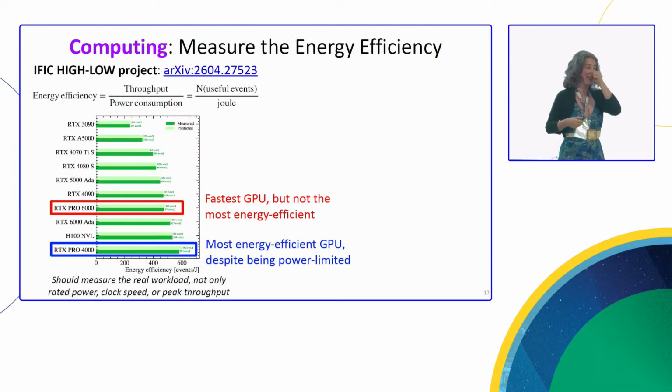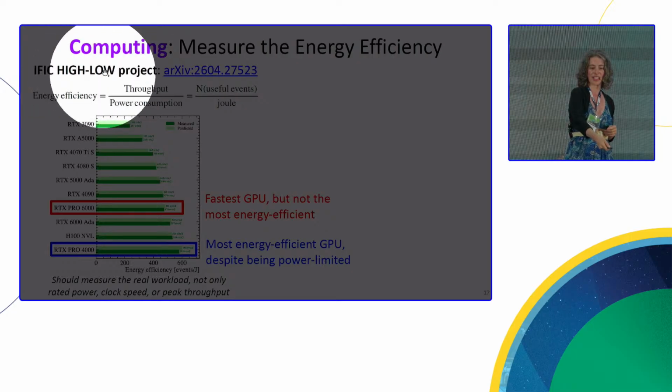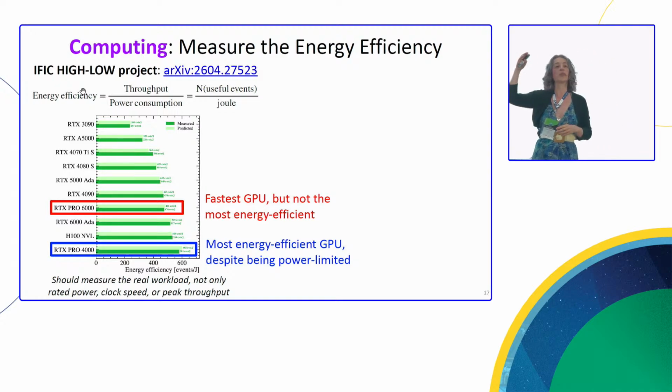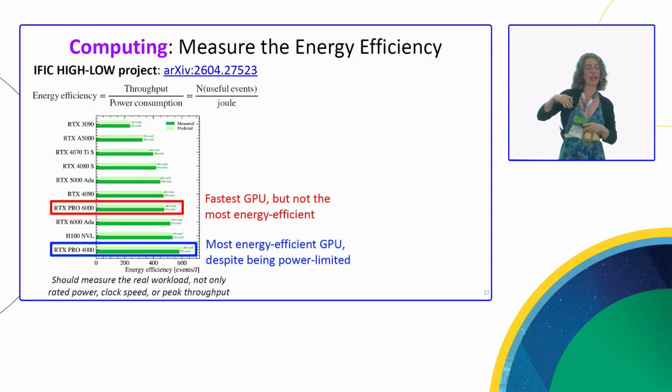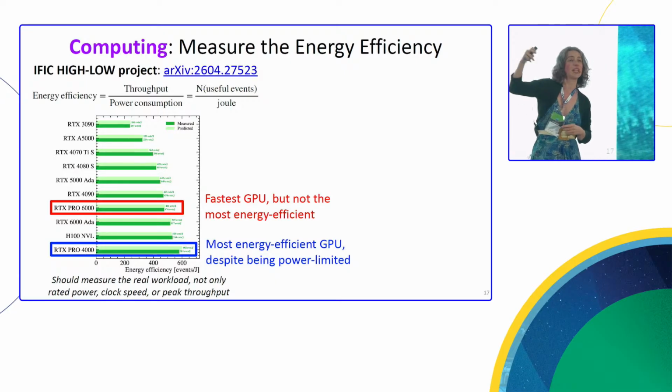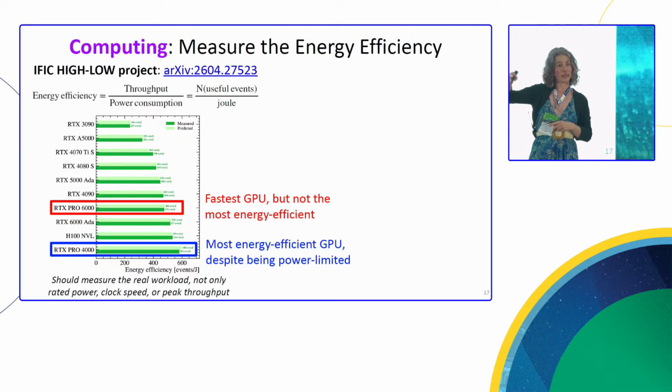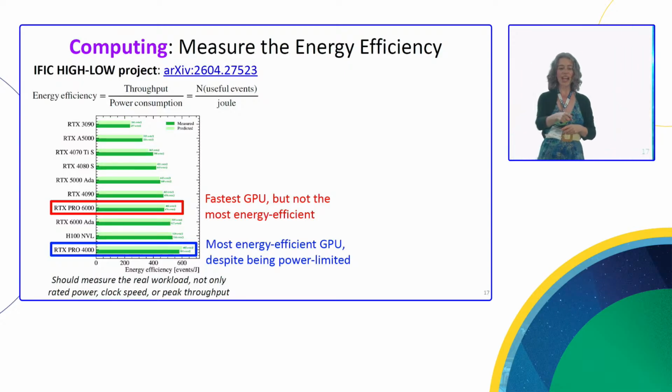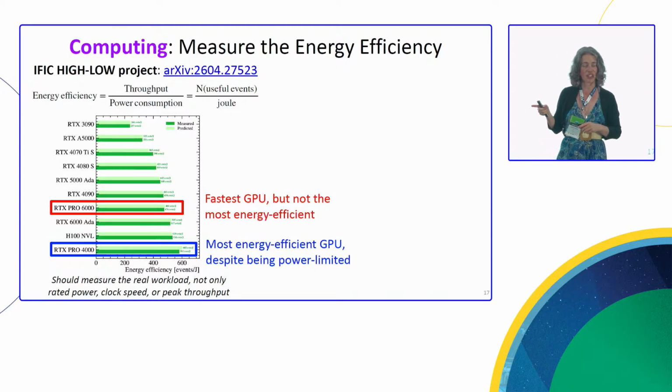The other thing to think about in terms of computing is measuring the energy efficiency. This is an example from the HLT project, where they've measured this energy efficiency. It is really the number of useful events per joule, measured as the throughput divided by the power consumption. That's what's shown on this plot for a number of different GPUs, with the energy efficiency on the x-axis. The one in red is the RTX Pro 6000. This was actually the fastest GPU, but you see from the plot it's not the most energy efficient.